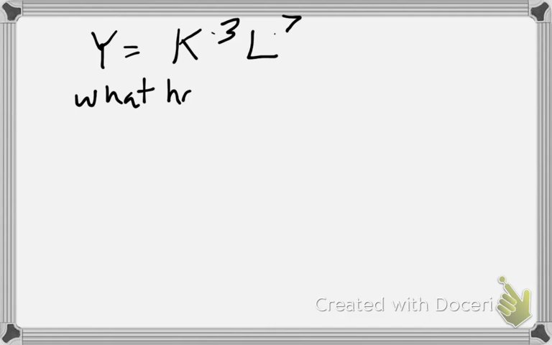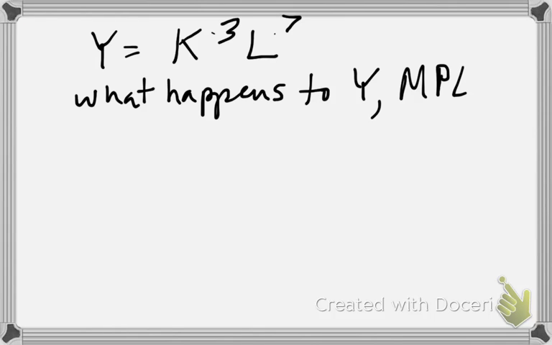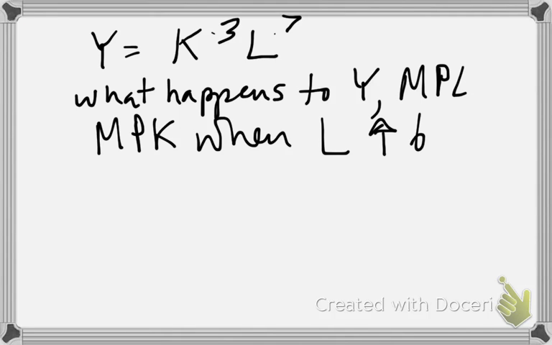Let's suppose that we were interested in figuring out what the effects were on output when we have a Cobb-Douglas production function. Let's suppose our production function is K to the 0.3 times L to the 0.7, as is the case in problem 4, I believe, at the end of the chapter in Macro. And we ask, what happens to output, and what happens to the marginal product of labor and the marginal product of capital when the amount of labor increases by 10%.